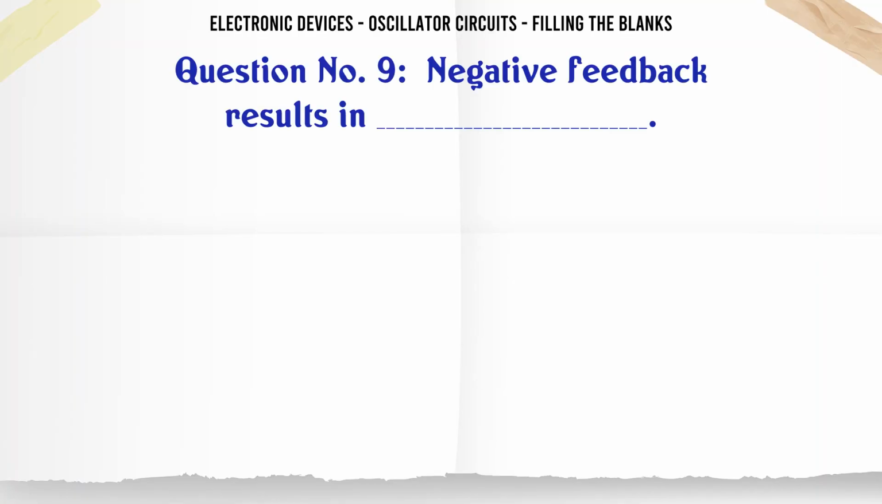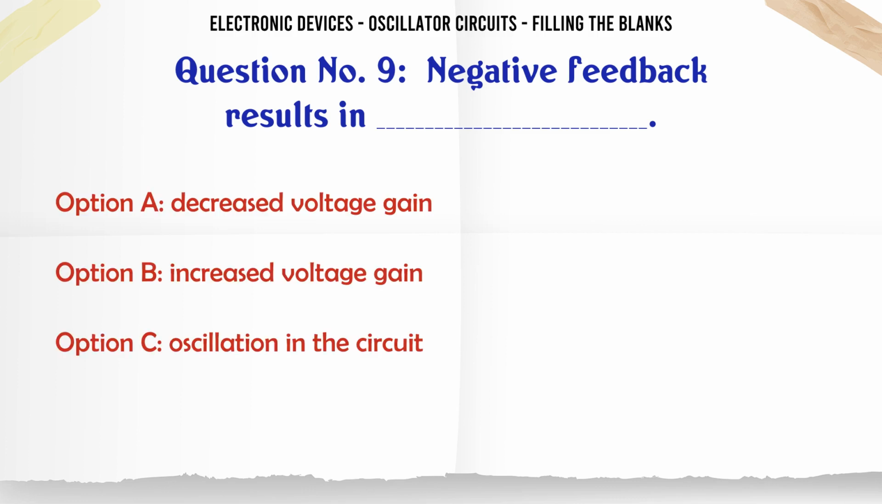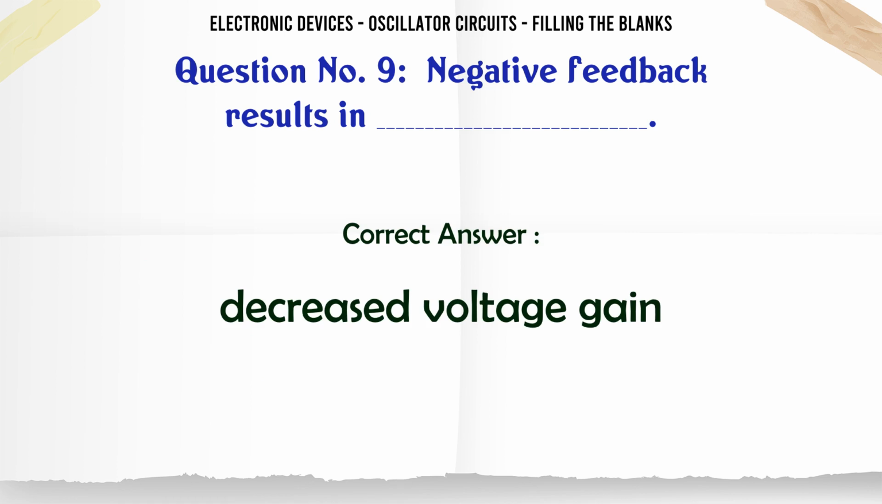Negative feedback results in A. Decreased voltage gain. B. Increased voltage gain. C. Oscillation in the circuit. D. None of the above. The correct answer is decreased voltage gain.